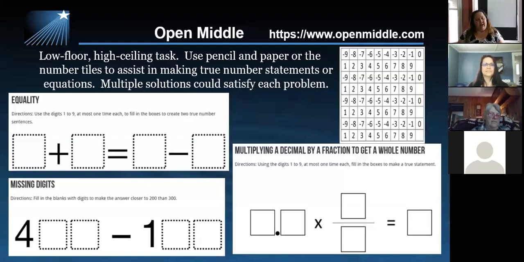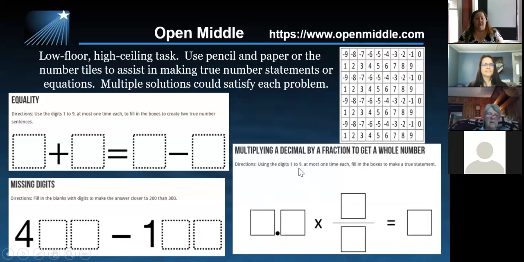So I have to think about those numbers and their relationship, and you can start to understand what students know about number relationships. I believe this is like a second grade type problem. They also have problems that come up with decimals and fractions.